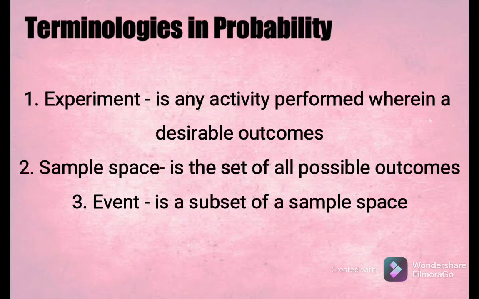These are some terminologies in probability. First, experiment is any activity performed wherein there are desirable outcomes. Second is sample space, the set of all possible outcomes. Third is event, a subset of a sample space.